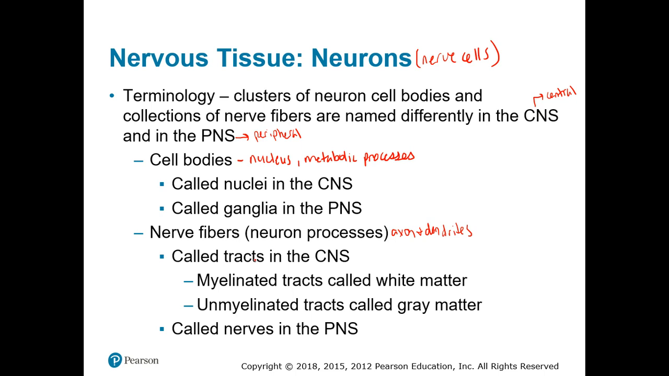Now, to get a little bit more specific, and we're going to hit this when we talk about the central nervous system, tracts within the central nervous system can be myelinated or unmyelinated. If they're myelinated, they're called white matter, and if they're unmyelinated, they're going to be called gray matter.